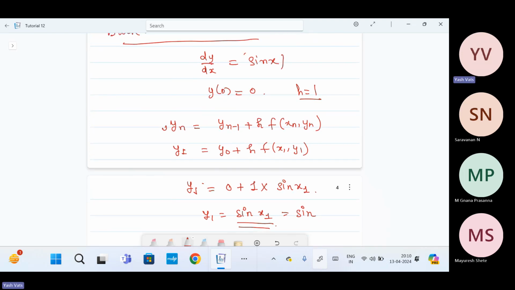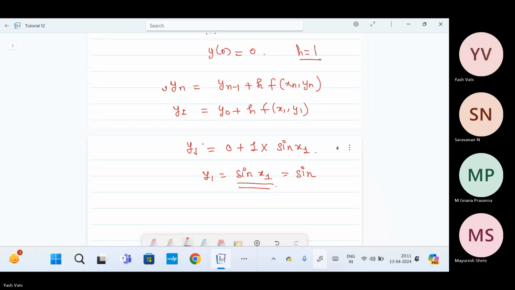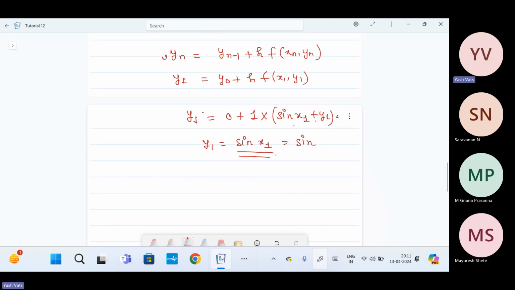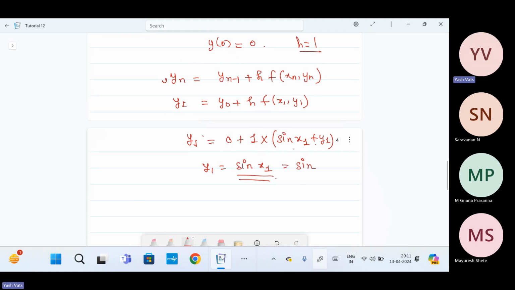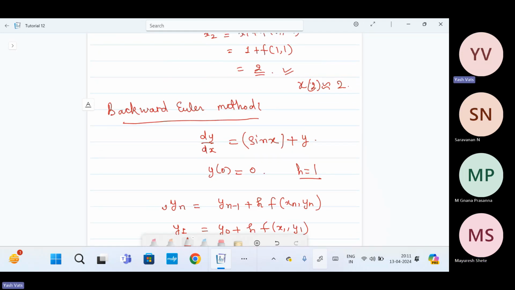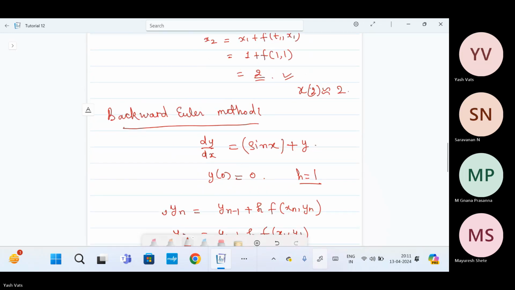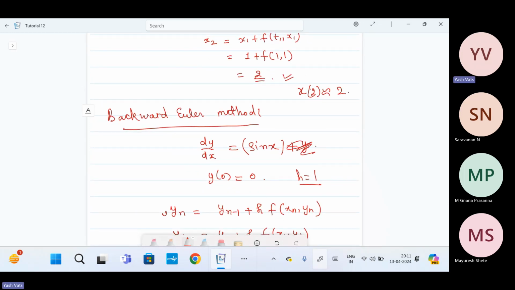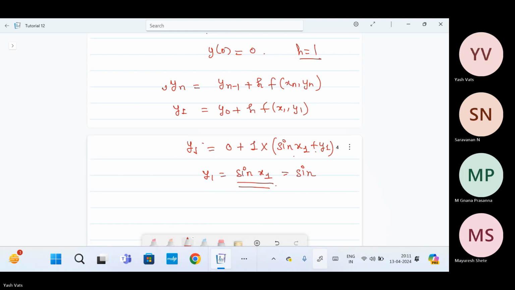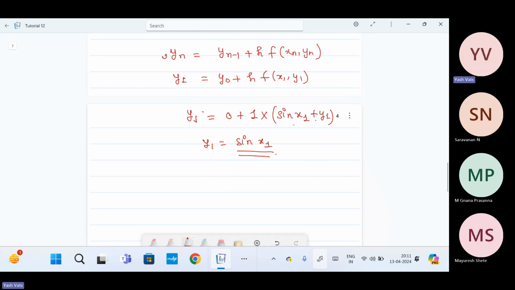I just want to consider some more equation like sin x plus y into a function of x y. That would be sin x plus y1 sin x. I should not take it like that. Okay, let's take sin x. Yeah, so y1 is sin x1.